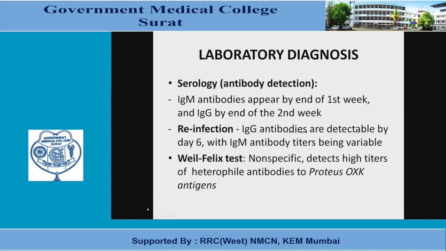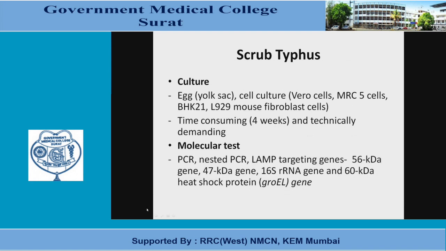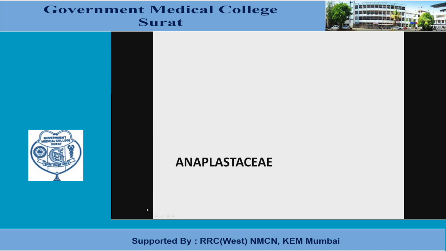How do we go for diagnosis? Scrub typhus generally gives a positive Weil-Felix test with the OXK antigen, not with OX19, OX2. Here IgG, IgM can be detected by the ELISA test. Indirect immunofluorescent antibody test is the gold standard. ELISA can also be done using different antigens from Gilliam, Karp, Kato, Kawasaki, etc. Rapid tests are not recommended because they are not specific. Culture can be done and molecular tests are available for fast diagnosis.